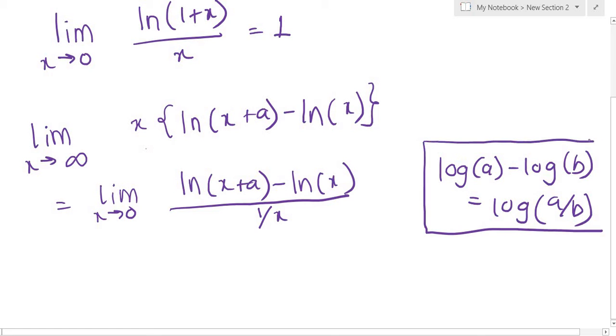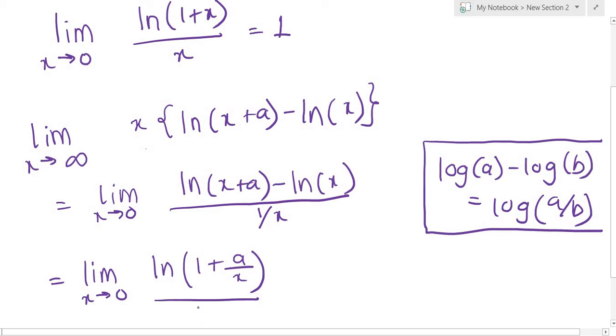This is true for log of any base. Here the base is e. So let's go ahead and apply it. The limit as x tends to infinity of the natural log of 1 plus a by x, all over 1 by x. Sorry, this is infinity, my bad.